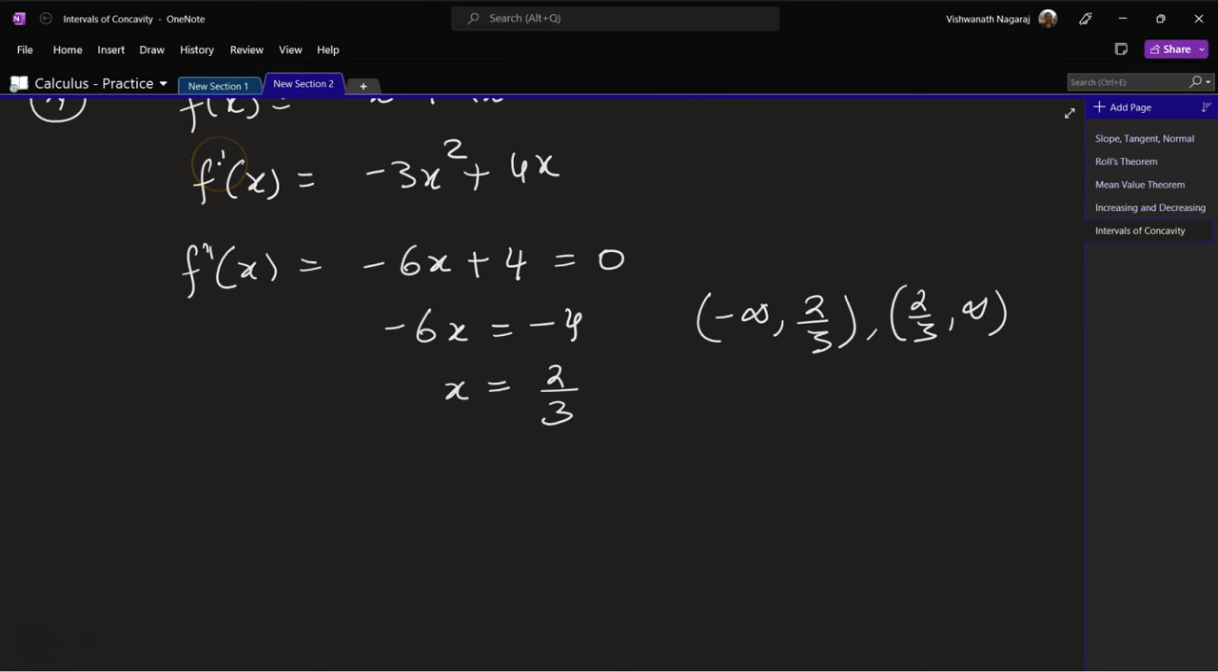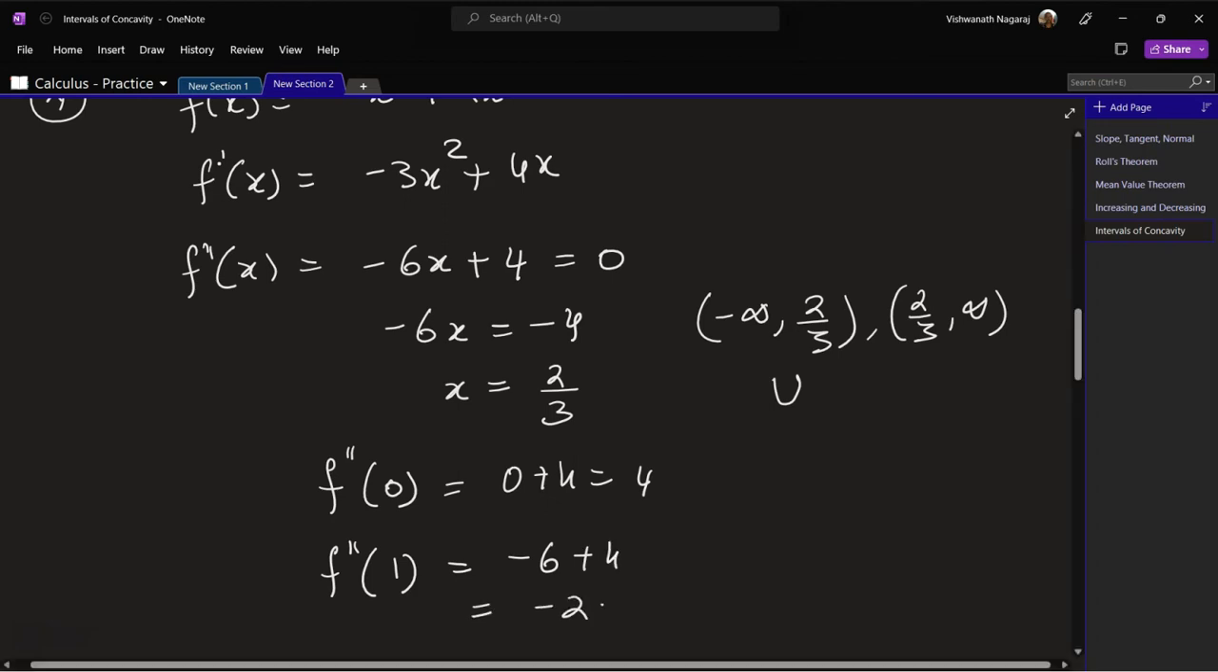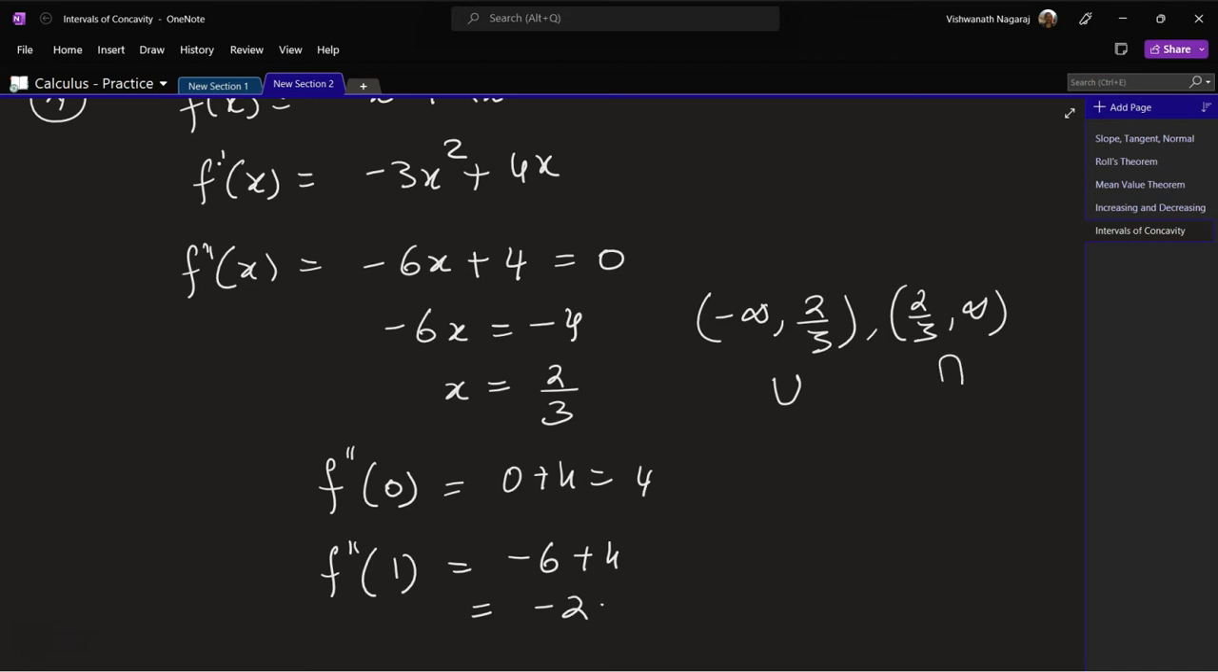Now let's pick a value between minus infinity and 2 by 3. So let's say we are taking f double prime of 0, which gives us 0 plus 4, which is 4, which is a positive number. So this is going to be concave up. Now f double prime beyond 2 by 3. So let's take it as 1, which gives us minus 6 plus 4, which gives us minus 2, which is negative. So therefore here it is going to be concave down.